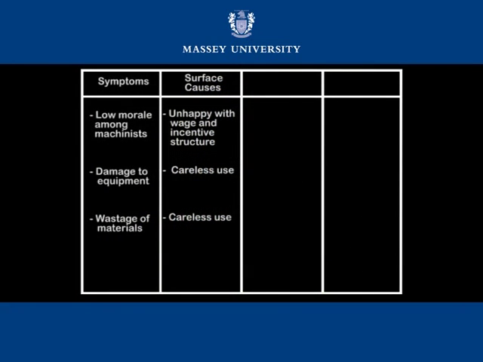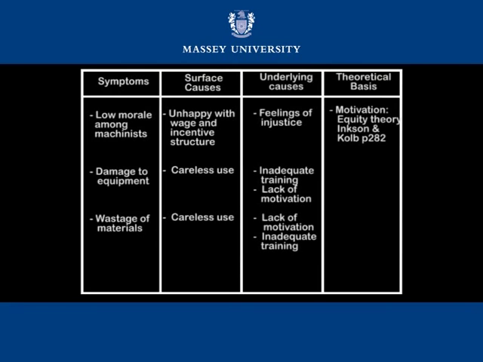Now let's go back to the table of notes on the problems of Moon Dust Designs again. I've added another 2 columns to the table. In addition to notes on symptoms and surface causes of the problems, you need notes on the underlying causes and the theory which supports what you say about them.